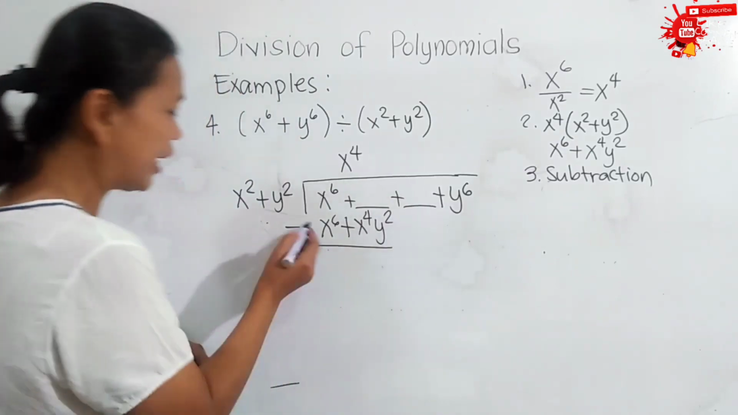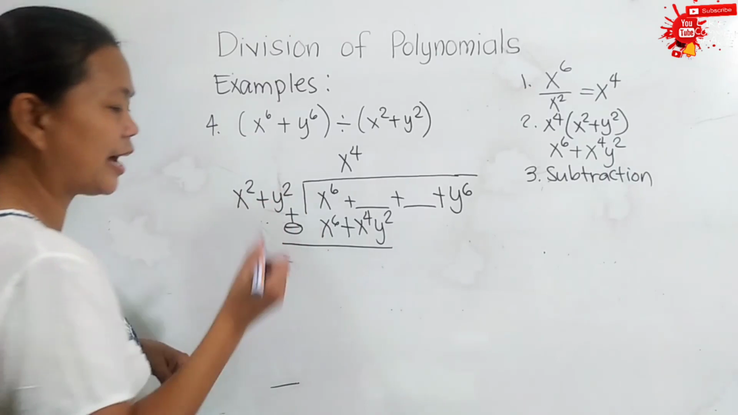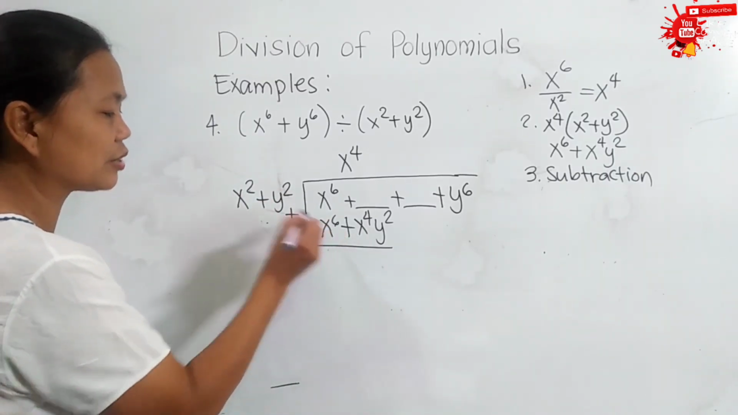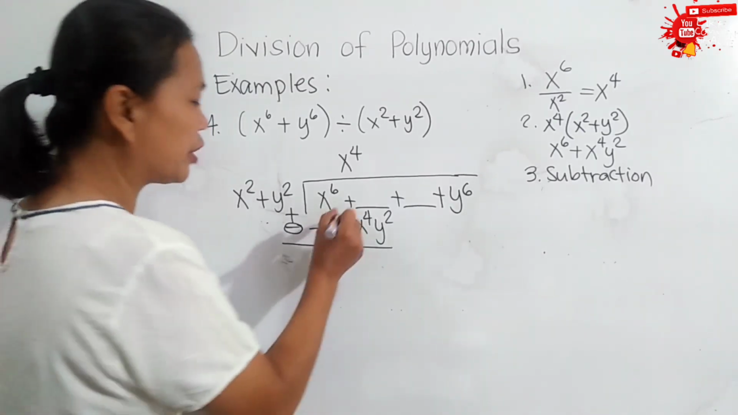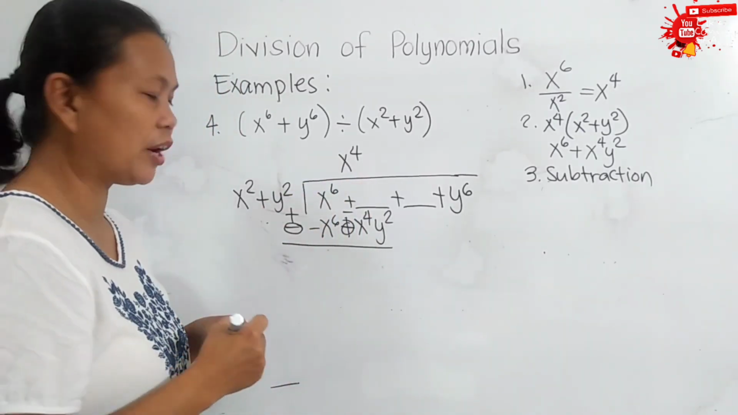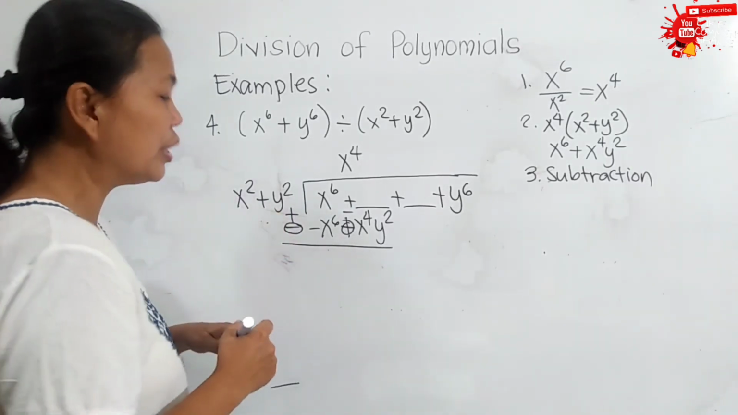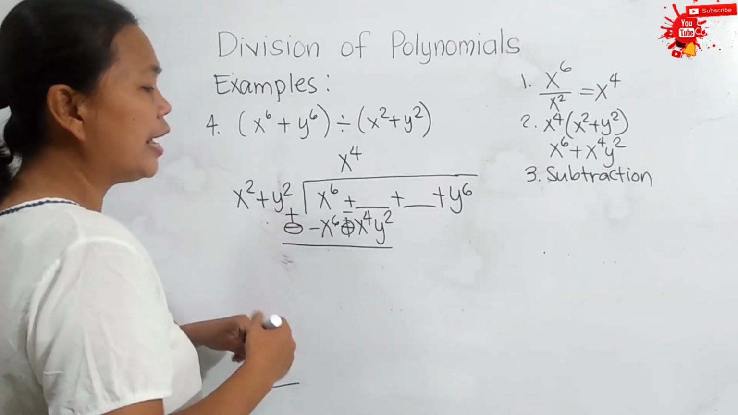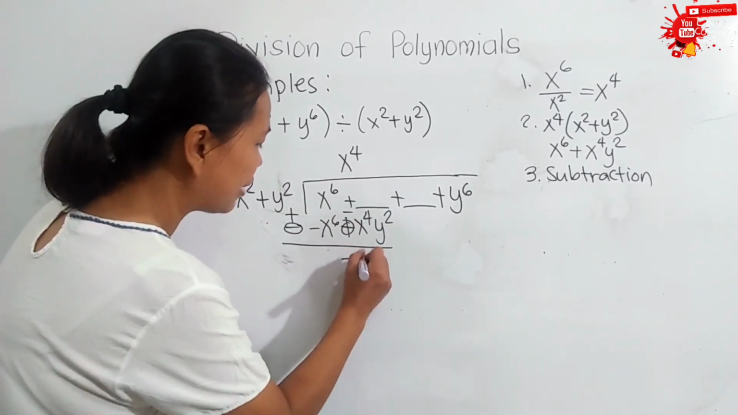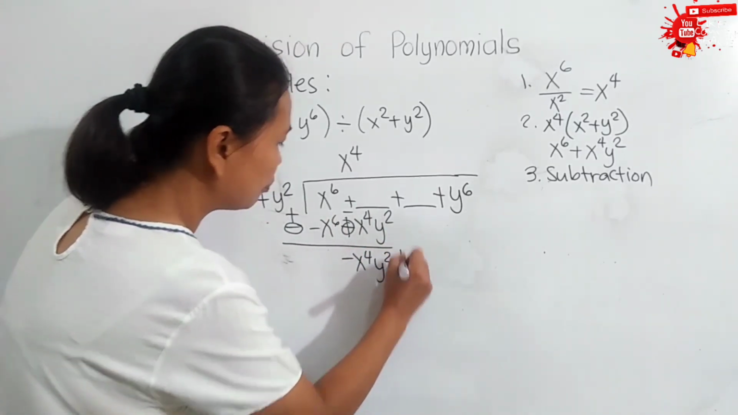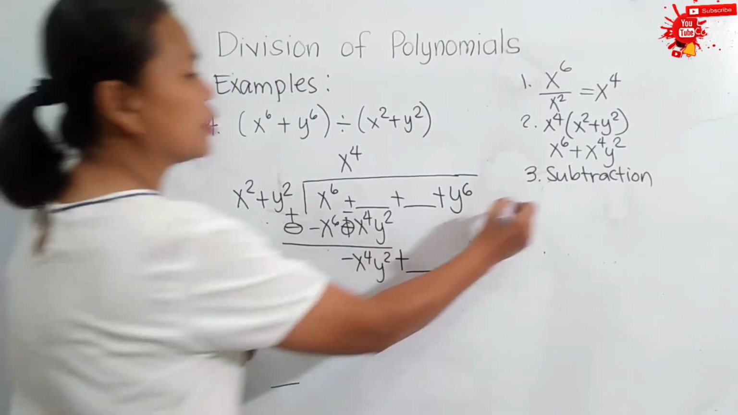Okay? So, again, if this is subtraction, we always change the minus sign to plus sign. Then, positive x raised to 6 becomes negative x raised to 6. And then, positive x to the 4th y squared becomes negative x to the 4th y squared. So, what is positive 1 plus negative 1? That is equal to 0, so no need to write 0. Then, we just bring down negative x to the 4th y squared. Then, plus, bring down the blank.